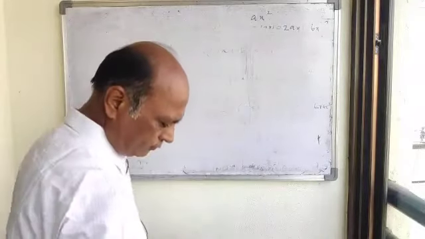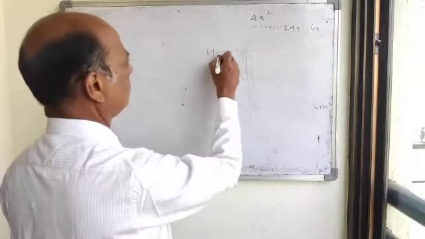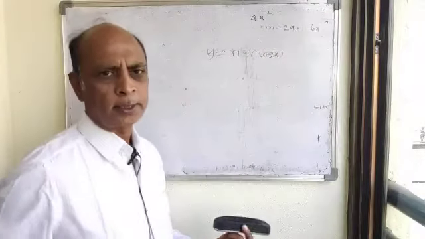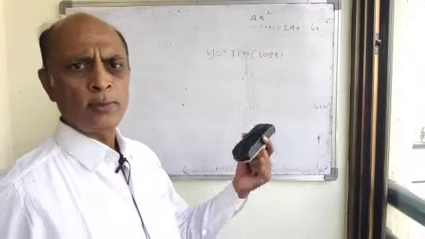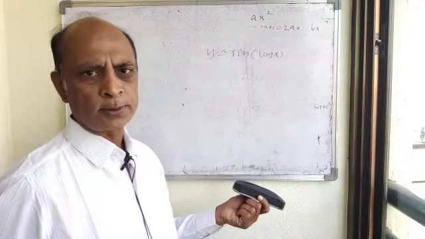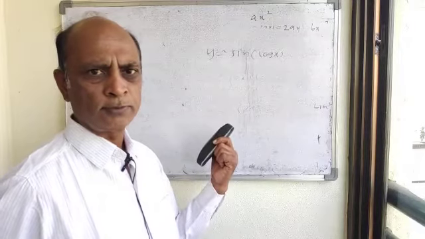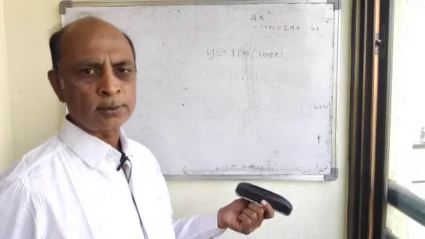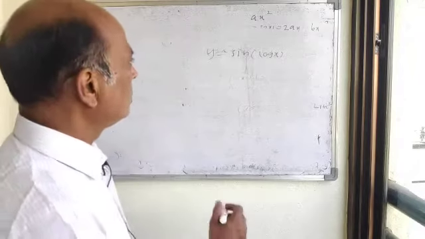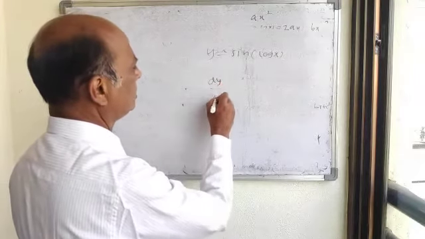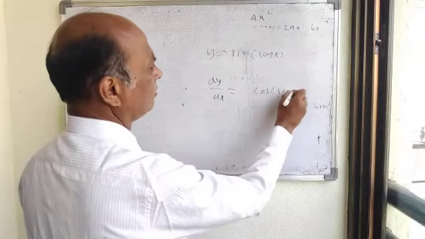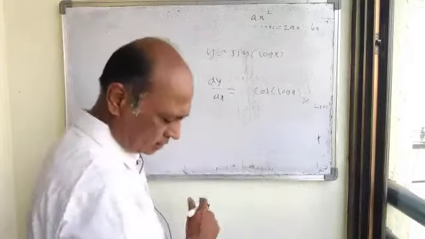Second example, that is sine of log x. These examples we are solving just for practice. You may pause this video and solve this by yourself, and it will be useful for you. y is equal to sine of log x, that is dy by dx. What is the derivative of sine? Cos, that is cos of log x. What is the derivative of log x? 1 by x.